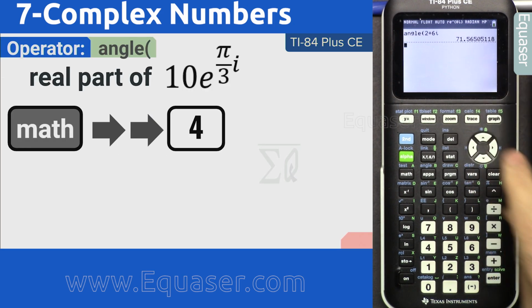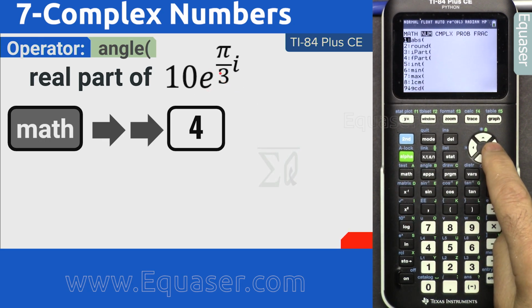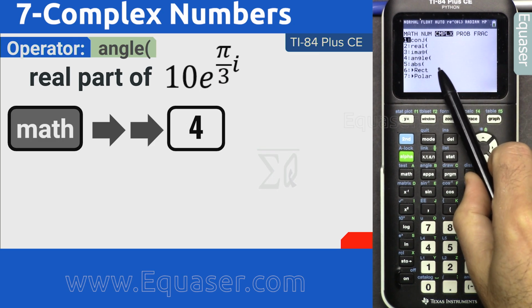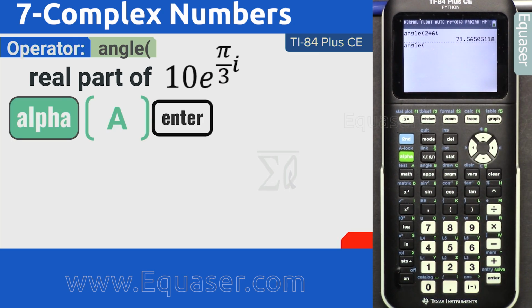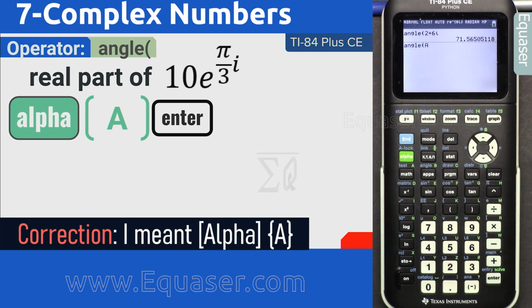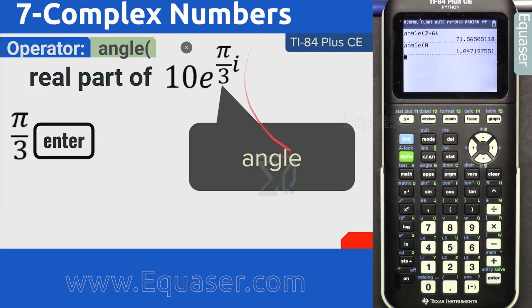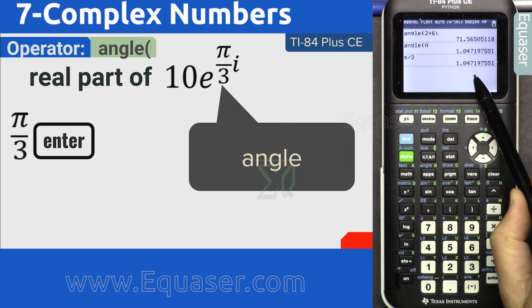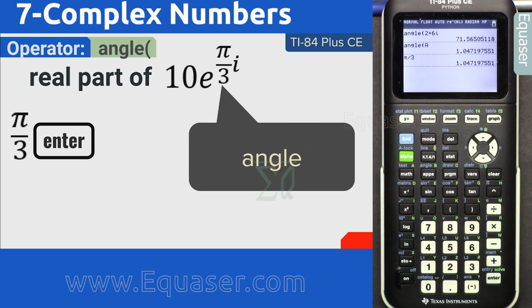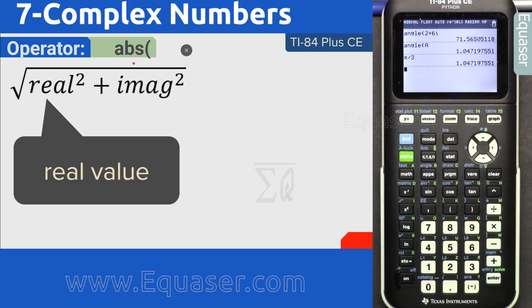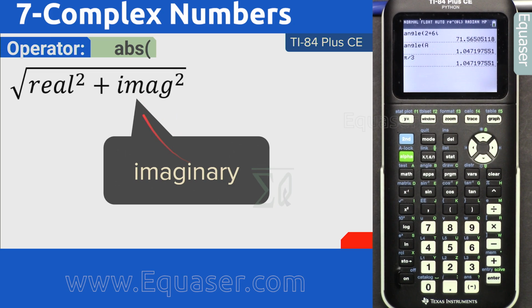Now it's in radian, and do the same thing: math, second function, go angle, 4, and let's recall the memory, second function, A, and enter, and in radian that's 1.047, and remember this was the angle, pi divided by 3, so we got the angle of A extracted if you need it in your calculations. And absolute value, ABS, is taking the square root of the square of the real value plus the squared value of the imaginary.